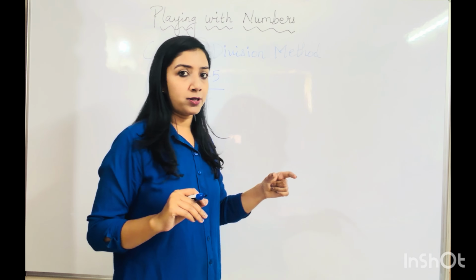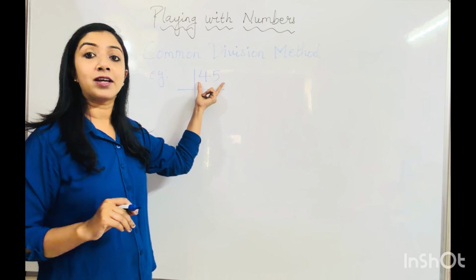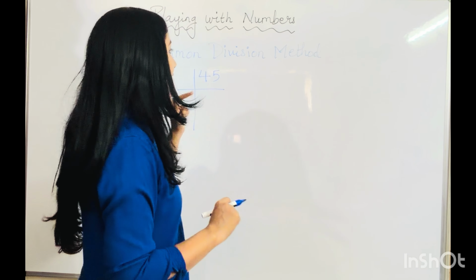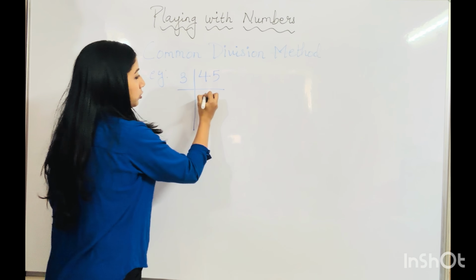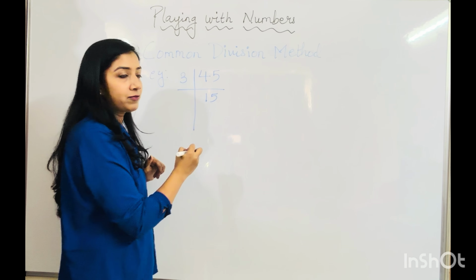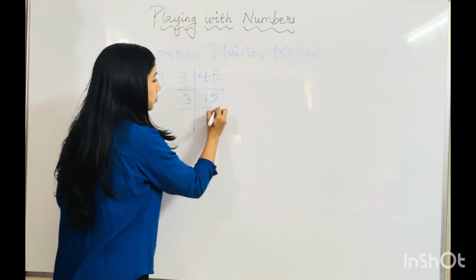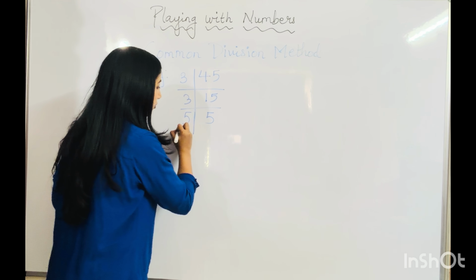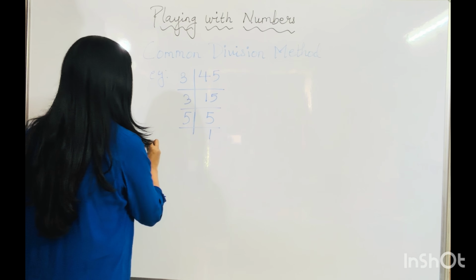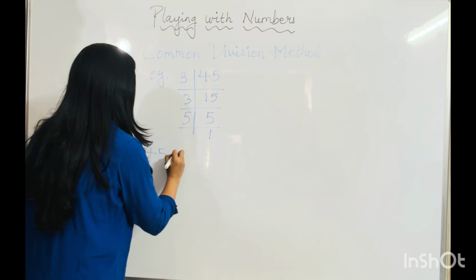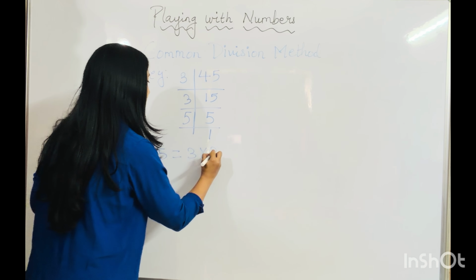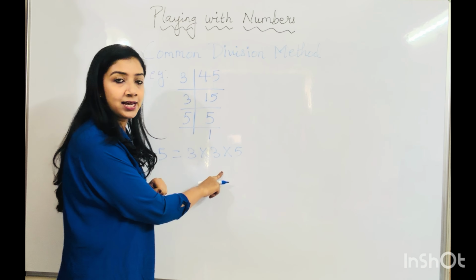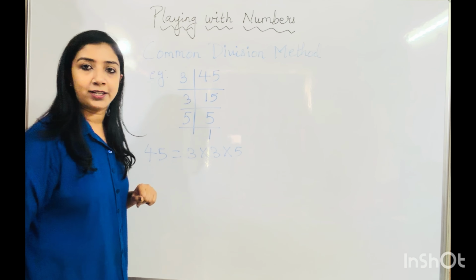No, it's not possible here, children. Why? Because 45 is an odd number which is not divisible by 2. So we'll start with 3. 3 times 15 is 45. Again, 3 times 5 is 15. If you want, you can write 5 times 1 here. So what are the factors of 45? 3 multiplied by 3 multiplied by 5. You can check: 3 times 3 is 9 and 9 times 5 is 45.